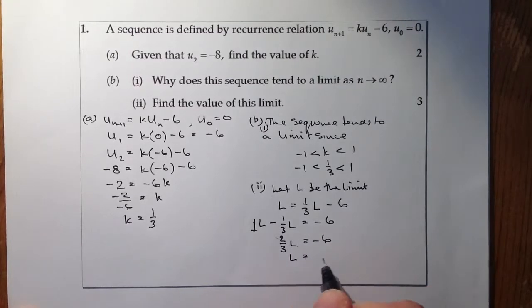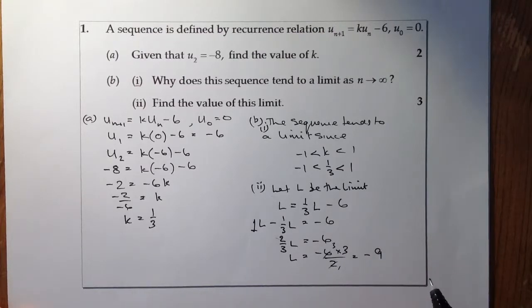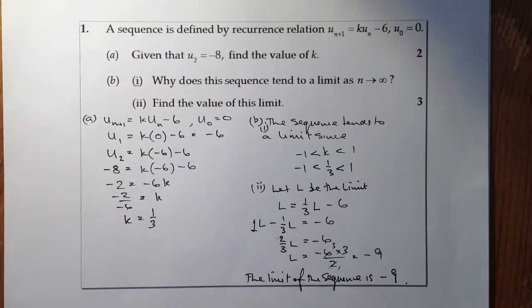From there I can cancel these out, that'll give me a 3 and -3 there, so that gives me -9. So the limit of the sequence is -9.